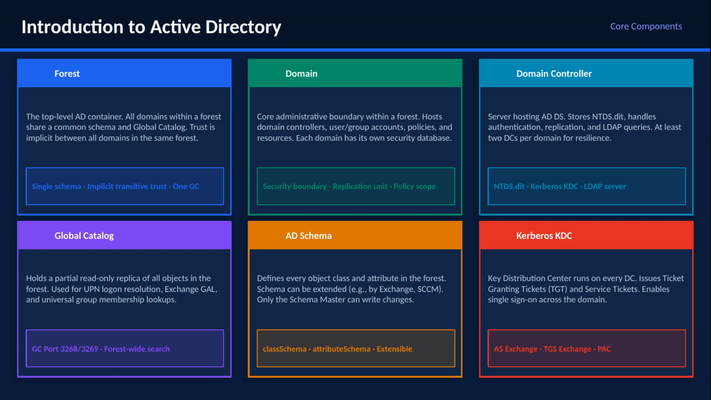The domain controller, or DC, is the server that runs the AD DS role. It hosts the ntds.dit database, which is the actual Active Directory database file. Every DC in a domain holds a complete, writable copy of the domain partition. Changes on any DC replicate to all other DCs within minutes. Key DC responsibilities: answering LDAP queries, running the Kerberos Key Distribution Center or KDC, authenticating logons, enforcing group policy, replicating changes with peer DCs.